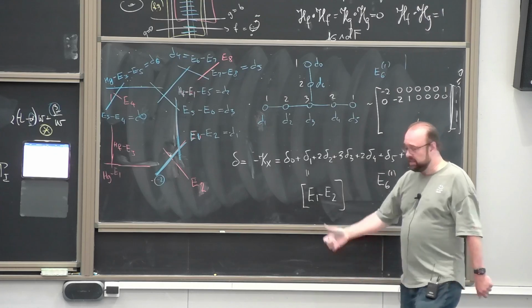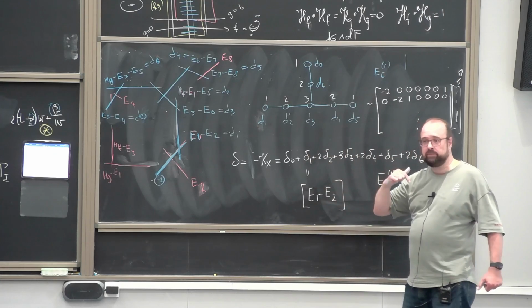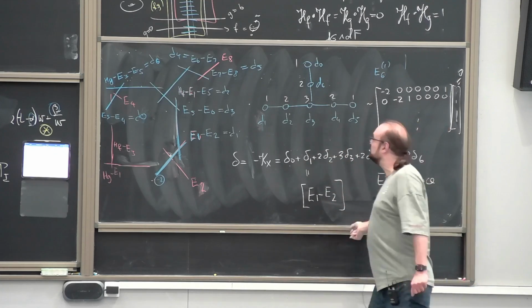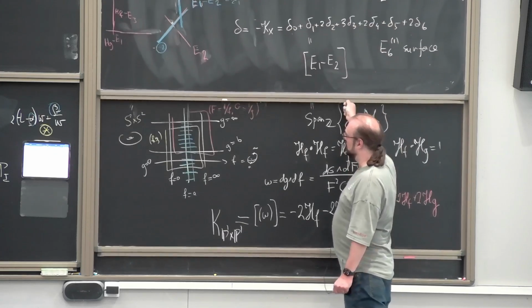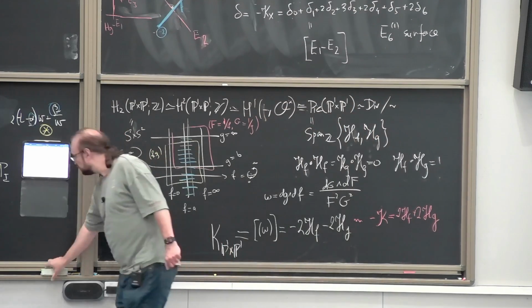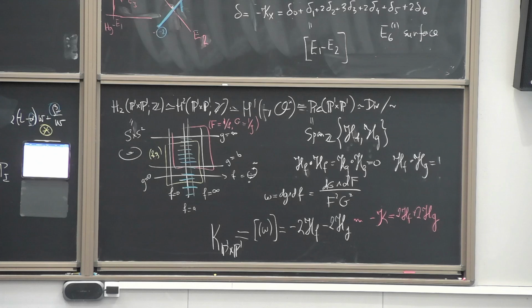Okay? And from this surface, you can read off symmetry. How do you read off symmetry? Well, so this is what we have.